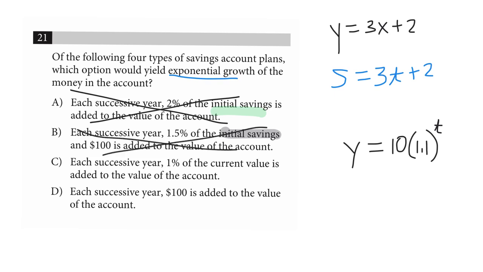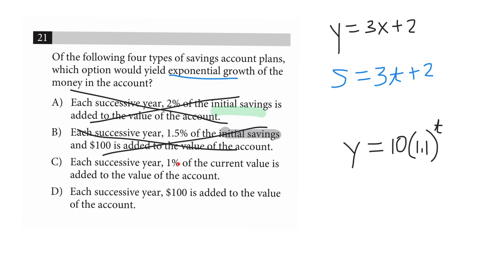So that's gone. Each successive year, 1% of the current value is added. So that is exponential, because basically the current value, let's say we started with $100. Well, after the first year, we're going to have $101, right? And then after the first year, it's going to be 1% of $101. And then the next year is going to be 1% of that, right?